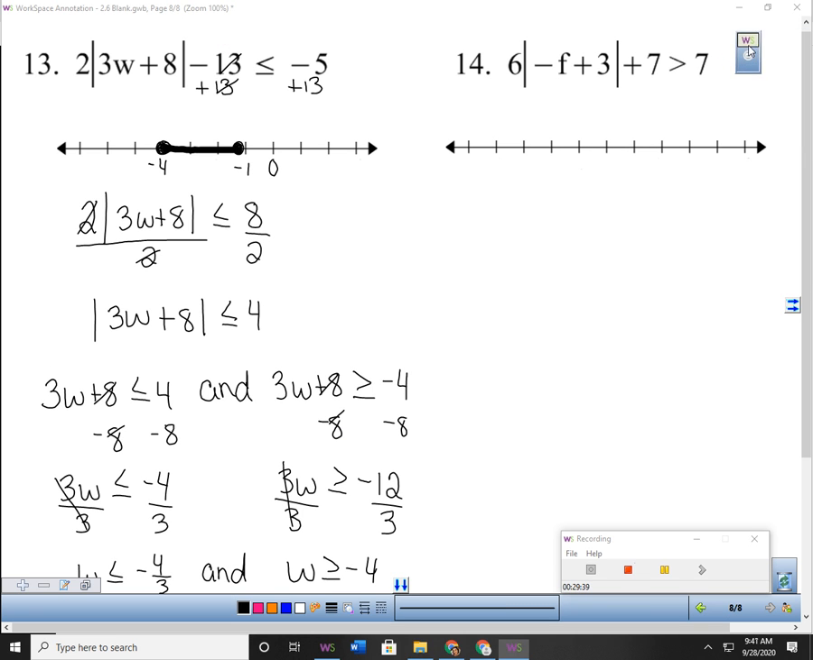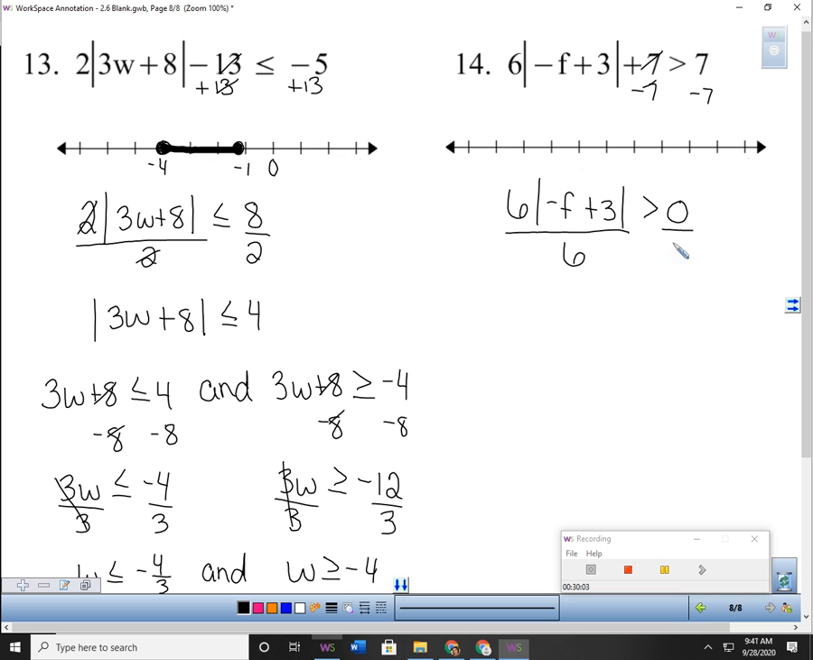Alright, so number 14, last one. We're going to subtract the 7. So that leaves us with 6 times the absolute value of negative f plus 3 is greater than 0. Then you got to divide by 6. So the absolute value of negative f plus 3 is greater than 0.